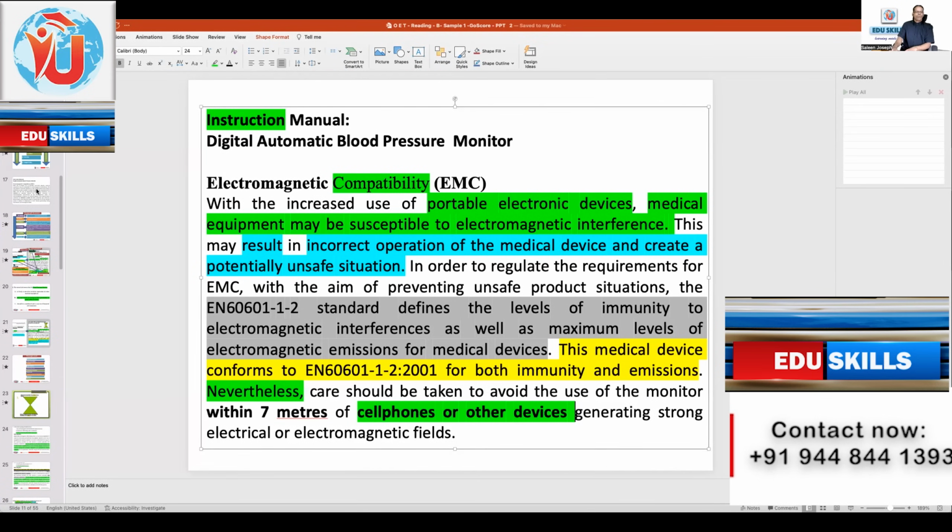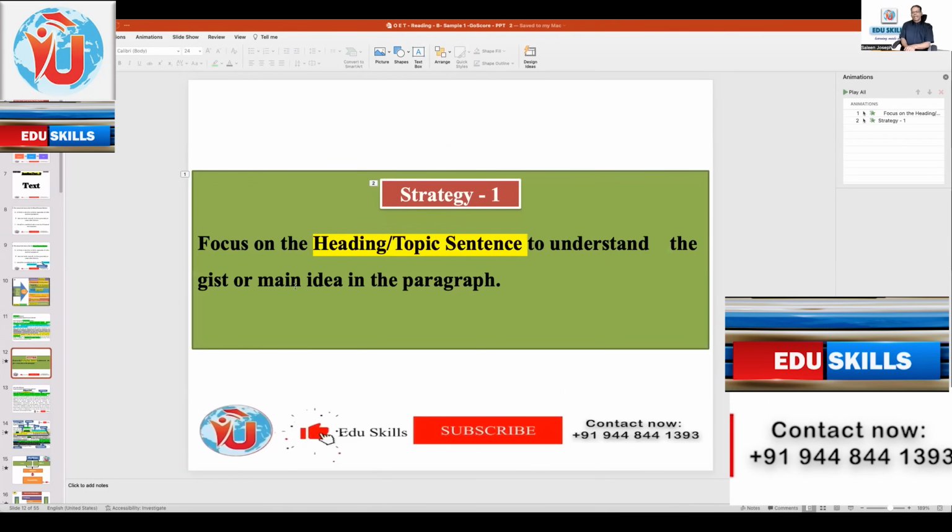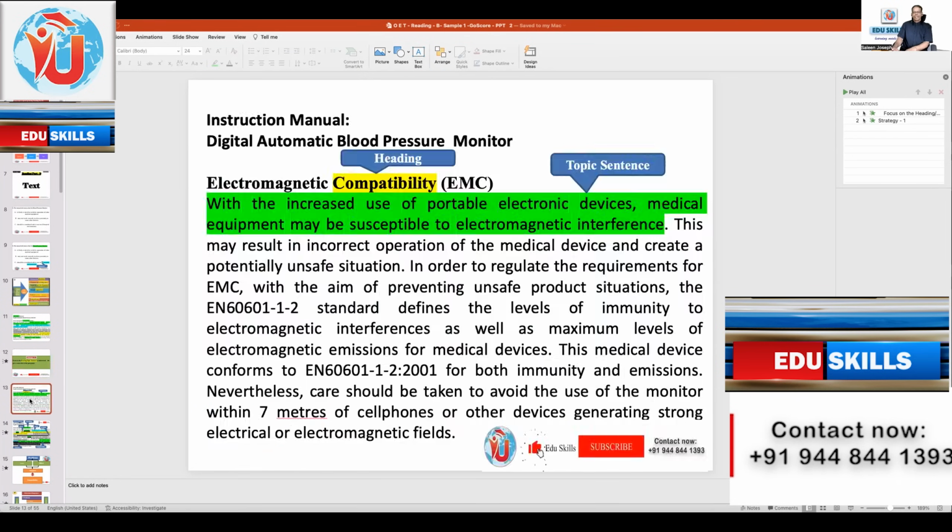Let's check how the paragraph is structured. Okay. Now, strategy 1: focus on the heading or topic sentence to understand the gist or main idea in the paragraph. You have to focus on the heading and the topic sentence of the paragraph. So let's see what is the topic sentence.